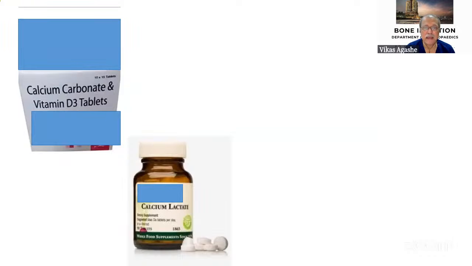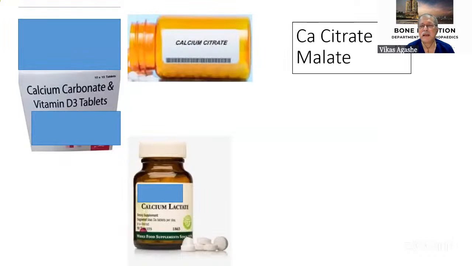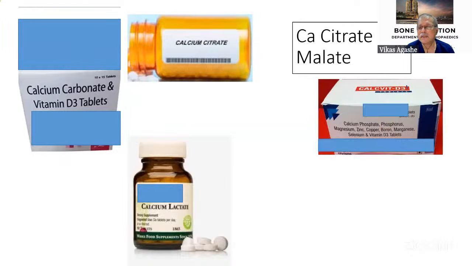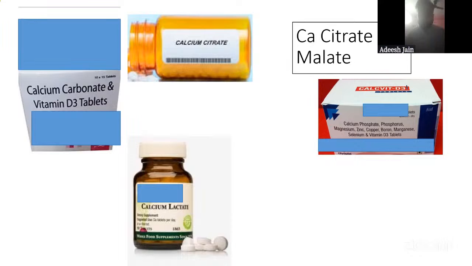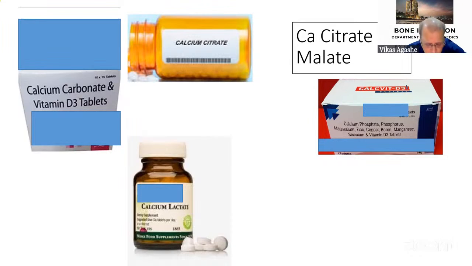Why not calcium lactate? Why not calcium citrate? Why not calcium phosphate? So because carbonate is more readily absorbed via the gastric route. And the concentration of calcium is most there. It contains 40% calcium. Citrate contains just 20% calcium. And citrate is easily absorbed.